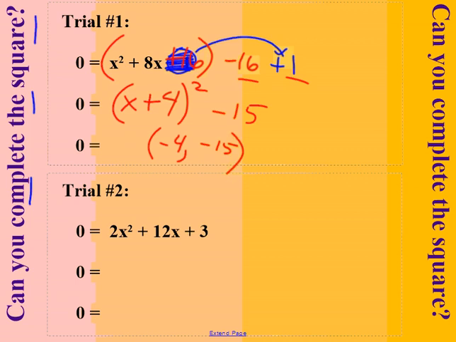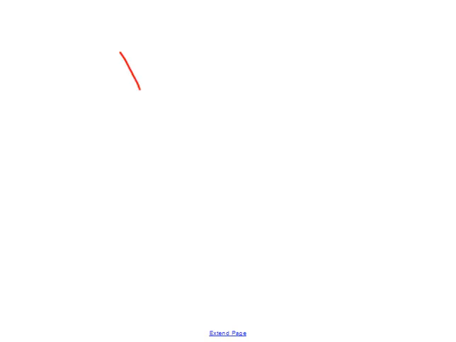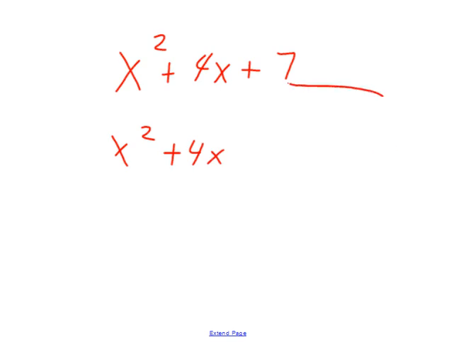All right, I need you to try another one, but not trial 2 because that one's too tough. Try this one. X squared plus 4x plus 7. Hint, the first thing you do is make sure it's not a 7. So you move the 7 over and put in what would have been perfect right here.